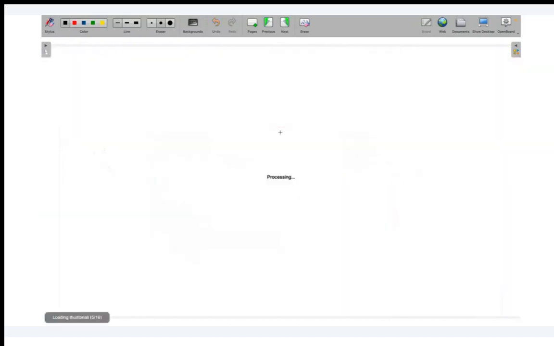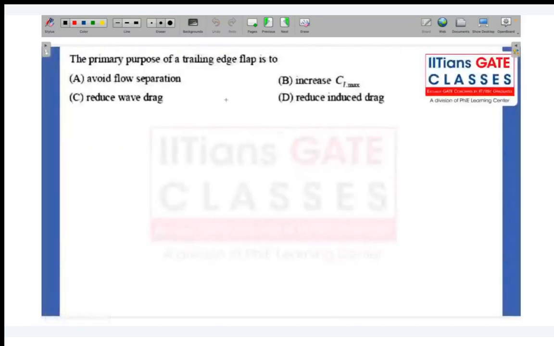The primary purpose of a trailing edge flap is: avoid flow separation, increase CL max, reduce wave drag, reduce induced drag. So we know that the trailing edge flap cannot really delay any flow separation or reduce induced drag or reduce wave drag, because that's not the point of a trailing edge flap, right? So the main purpose of it is basically increasing the CL max.